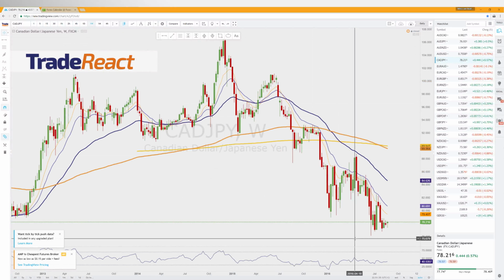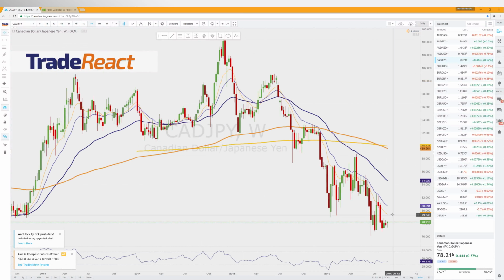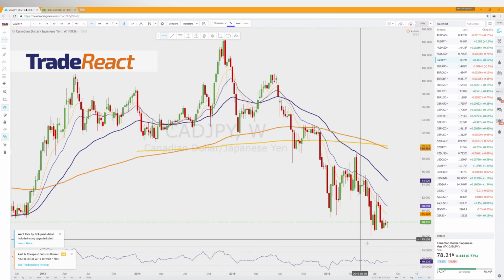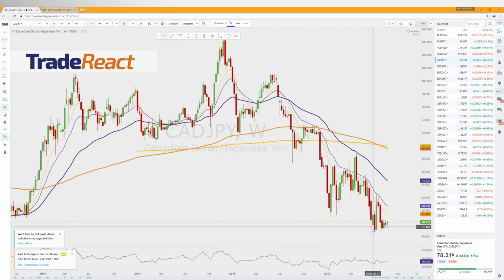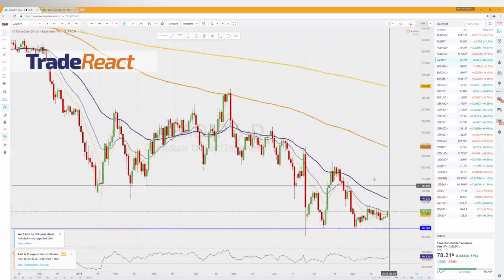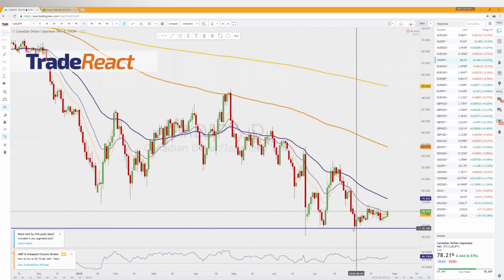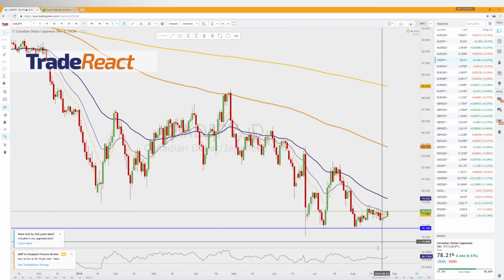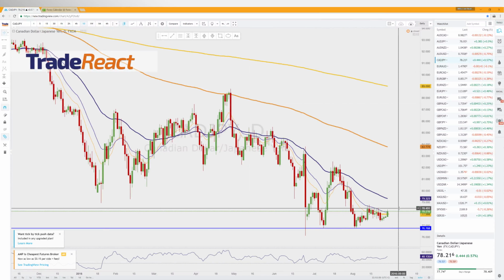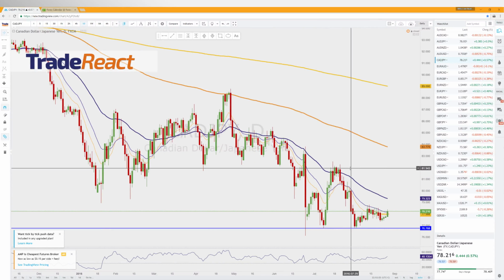CAD Yen, weekly. A bit of retracing, it seems, after this push down, retracement up, coming back from these lows. Still in a downtrend though. So here we have those lows. Daily bouncing a bit around there, a bit close to weak with a higher low here. RSI also confirming that, so we might get a bit of a bounce higher.